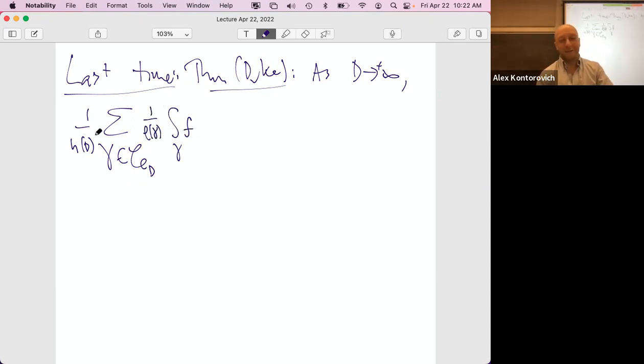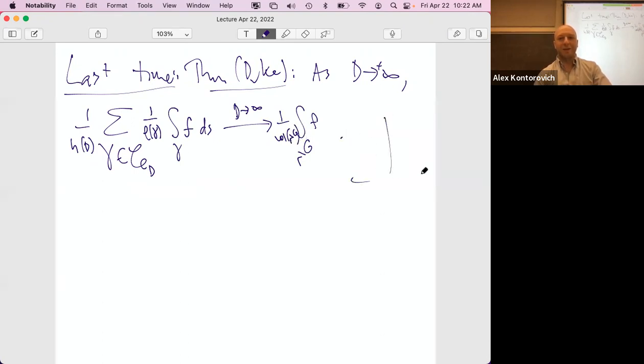By the way, they'll all have the same length. Never mind, we'll get to that. And this is with respect to arc length, so ds. This converges as D goes to infinity to the integral of f over the full G mod Gamma, or H mod Gamma, one over the volume of G mod Gamma.